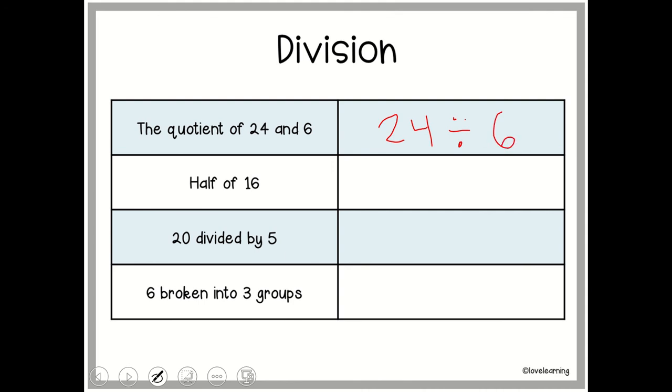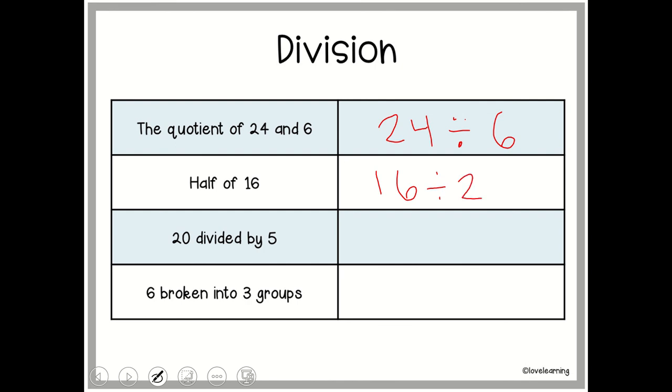The next one says half of 16. Well, if I need to find half of something, I'm just simply dividing it by 2. So I would write this numerical expression as 16 divided by 2.